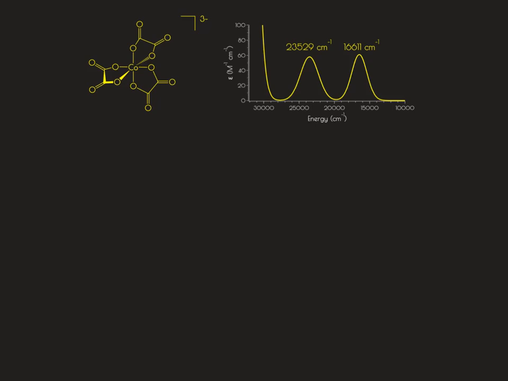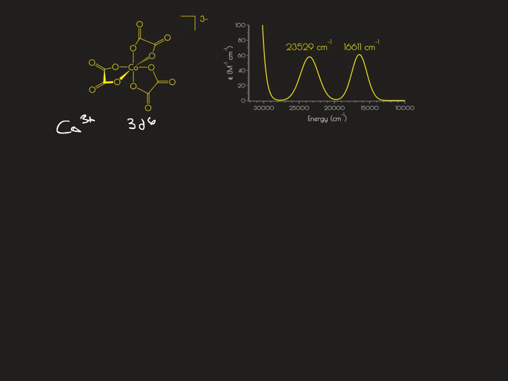In this video, we're going to analyze the electronic absorption spectrum of this cobalt oxalate species using a Tanabe-Sugano diagram. This is a cobalt 3+ ion, so it's a cobalt 3d6 species. There are a number of things that are going to make this a little bit more complicated than analyzing that nickel 2+ 3d8 species that we analyzed in the previous video.